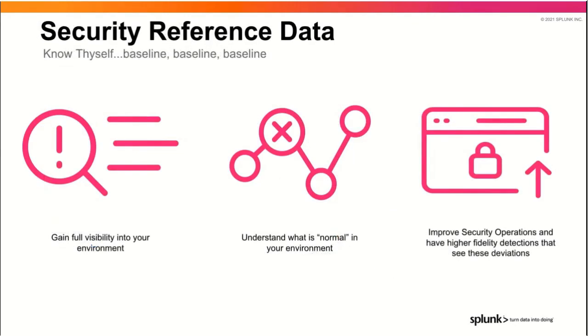Now on to the second section of technology, security reference data. This is all about knowing yourself. You have to know what is normal, like what is a service account? What's an admin account? Who are your VIPs? Who are your executives? You have to know things like what are your allowed applications within your environment, known allowed ports, known allowed services, known good network locations and subnets, etc.